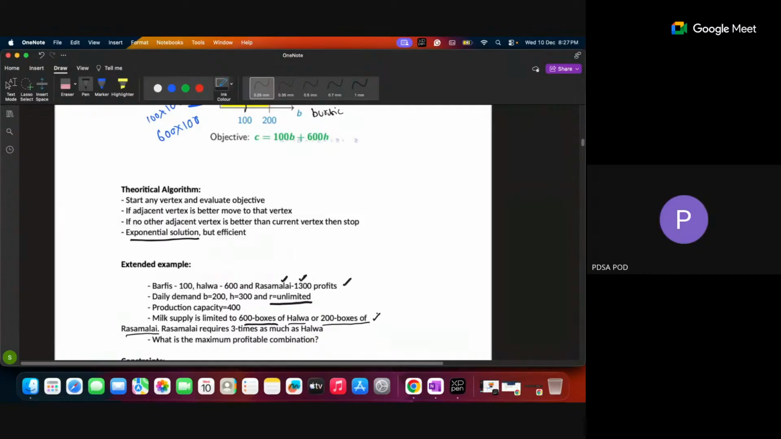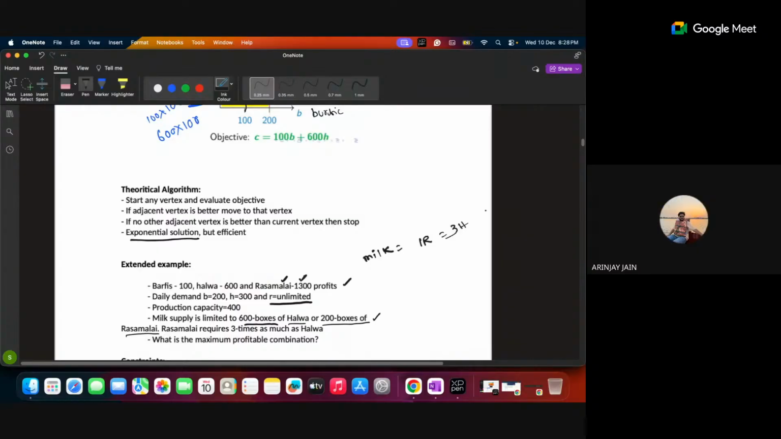What exactly it means is that the milk constraint is such that producing one box of rasmalai requires milk equal to 3 boxes of halwa. So we can have a supply of 600 boxes of halwa or 200 boxes of rasmalai. The quantity it uses is, if you want to build one box of rasmalai, it means 3 times that of halwas we could make. Hope you understand, right? Is it clear? Hello?